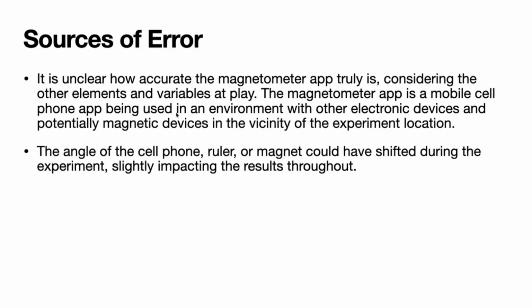If you're in a house, you maybe have other electronic devices nearby, you have other magnetic devices nearby that can impact the results. And also, if you adjust the angle of the cell phone by accident, or the ruler or the magnet shifts during the experiment, that can also impact the results.